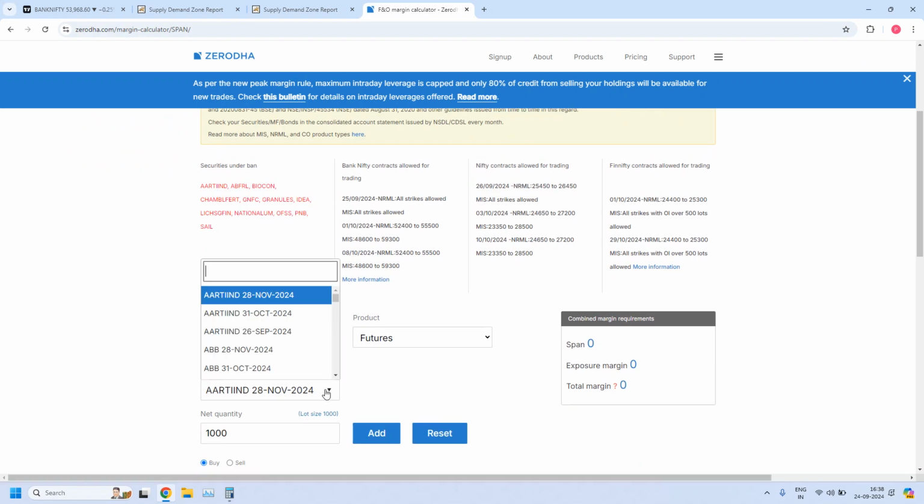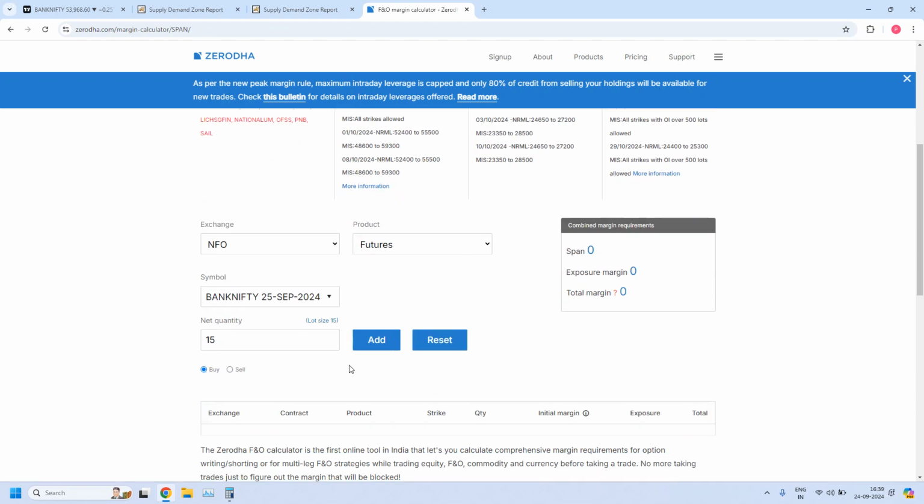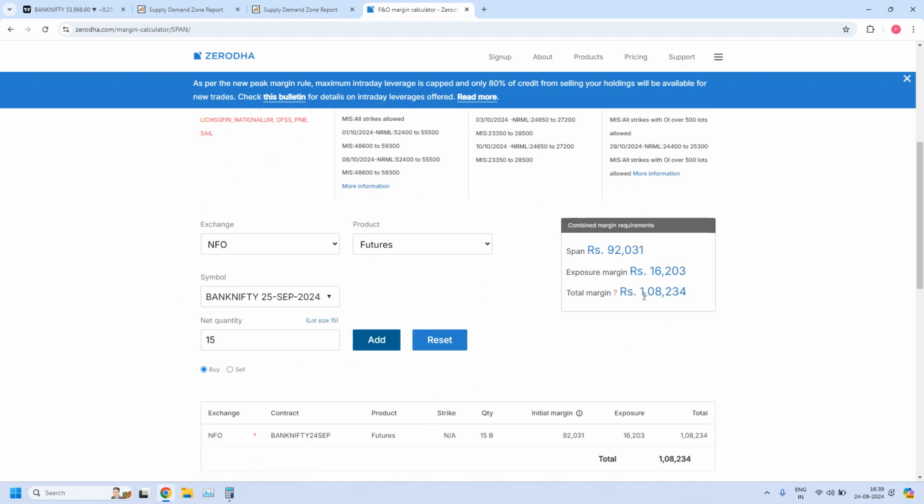So Bank Nifty. Current ongoing month is September future. Tomorrow you have Bank Nifty expiry, so I am selecting that. What is the cost? Approximately 1,08,000.